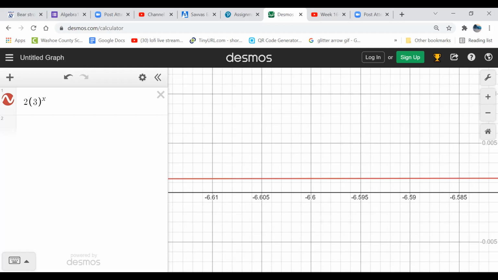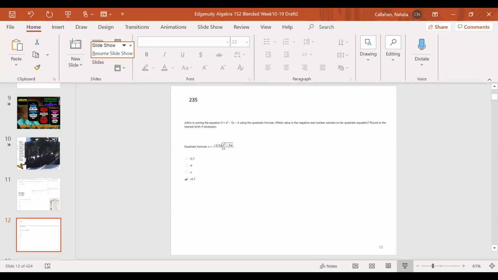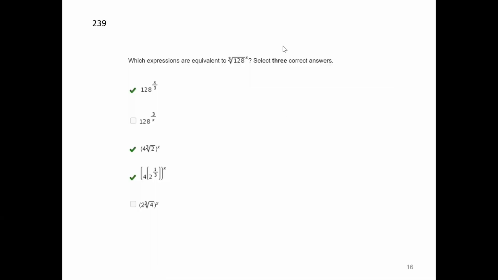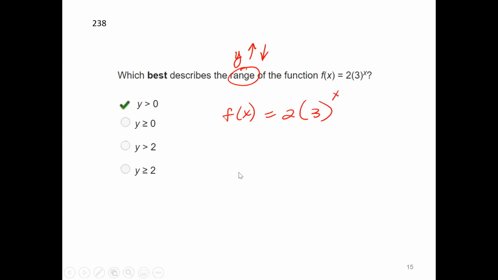So then if I go back to my answer here, it is going to be A as in apple. y is greater than 0, meaning it never touches 0. But it's going to go all the way to positive infinity. It starts at 0 and it keeps going up.